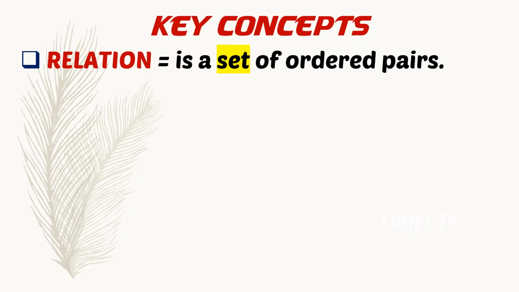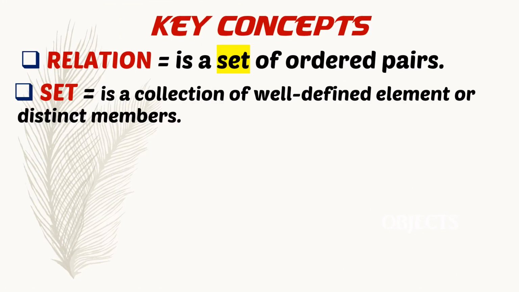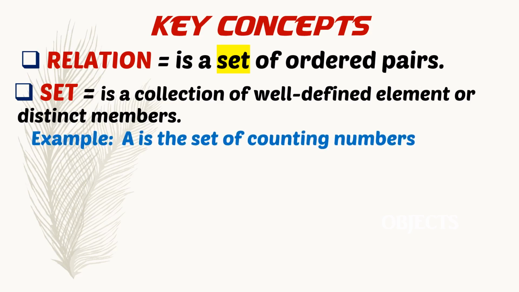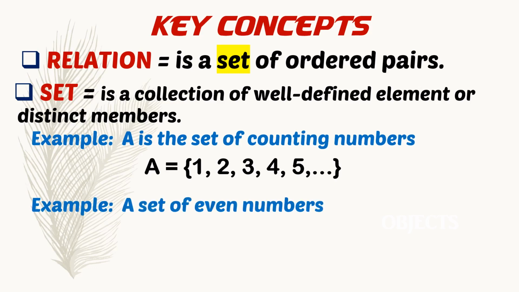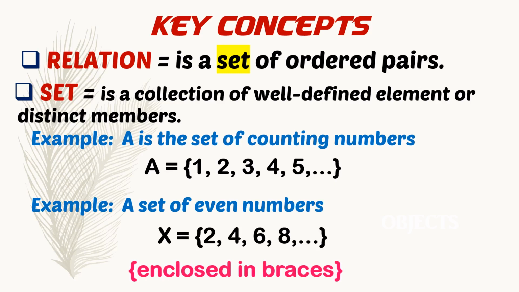But what do we mean by a set? A set is a collection of well-defined elements or distinct members. For example, A is the set of counting numbers. The distinct numbers or elements that we are looking for are counting numbers. So we can represent it like this: A equals 1, 2, 3, 4, 5, and so on and so forth. So the elements are counting numbers. Another example, a set of even numbers. So this time let us represent the set as x. So we have 2, 4, 6, 8, and so on and so forth. They are usually separated by a comma and enclosed in braces.